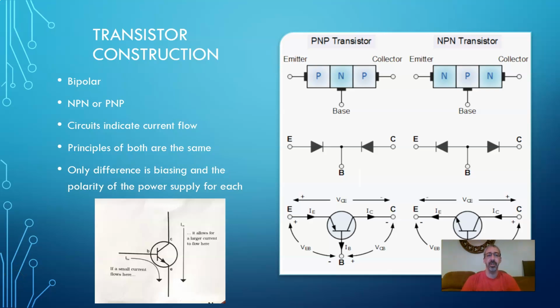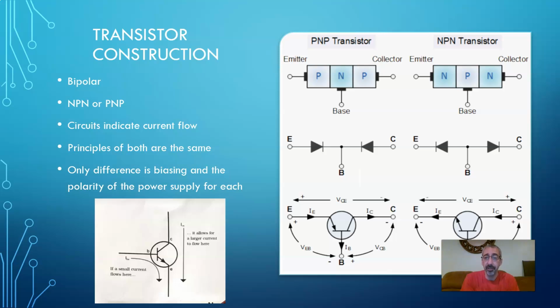What's in them? How are they designed? These are considered bipolar. We have a P and an N. Obviously, we have poles. Right? Bipolar means we have two different polarities mixed in with this. They're either an NPN or a PNP transistor.